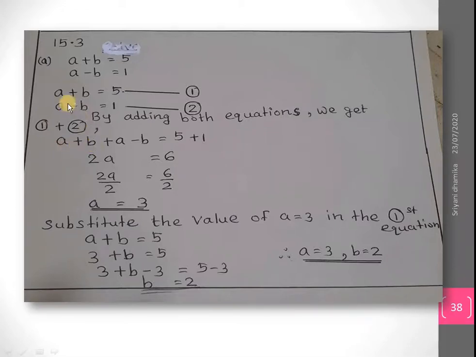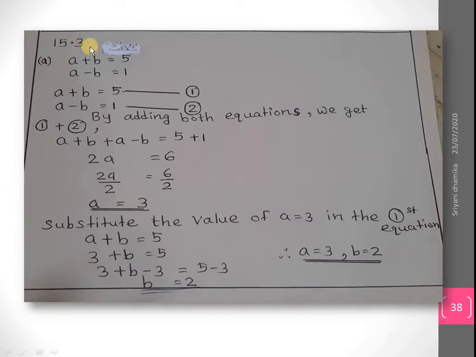A plus b in the first equation, a minus b here. No need to use a bracket because we are going to add these two equations. Then the term b can be eliminated. Therefore 2a equals 6, the value of a equals 3.